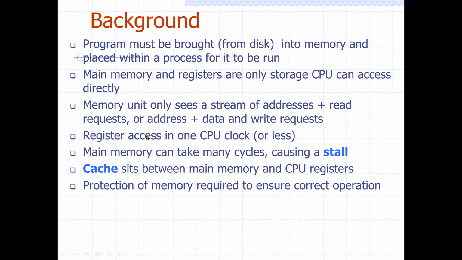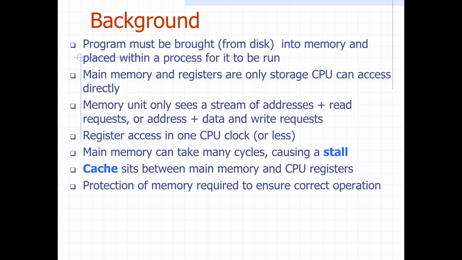So here we say before a program can be executed, it must be loaded from permanent storage such as a disk into memory or main memory, and must be placed within a process for it to be run. So again, a program must be brought from a disk into memory and placed within a process for it to be run. Now, main memory and registers are the only storage the CPU can access.